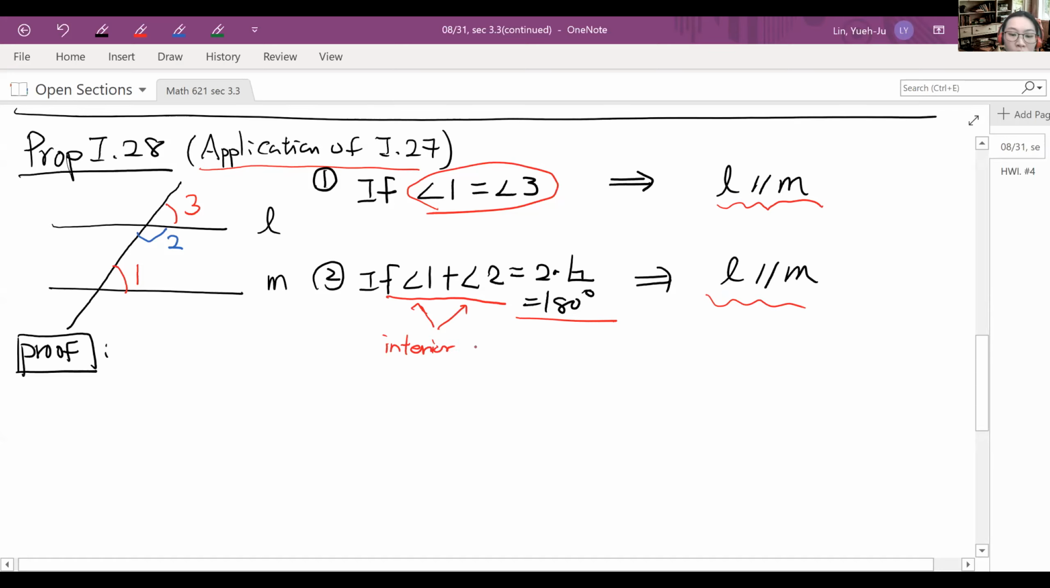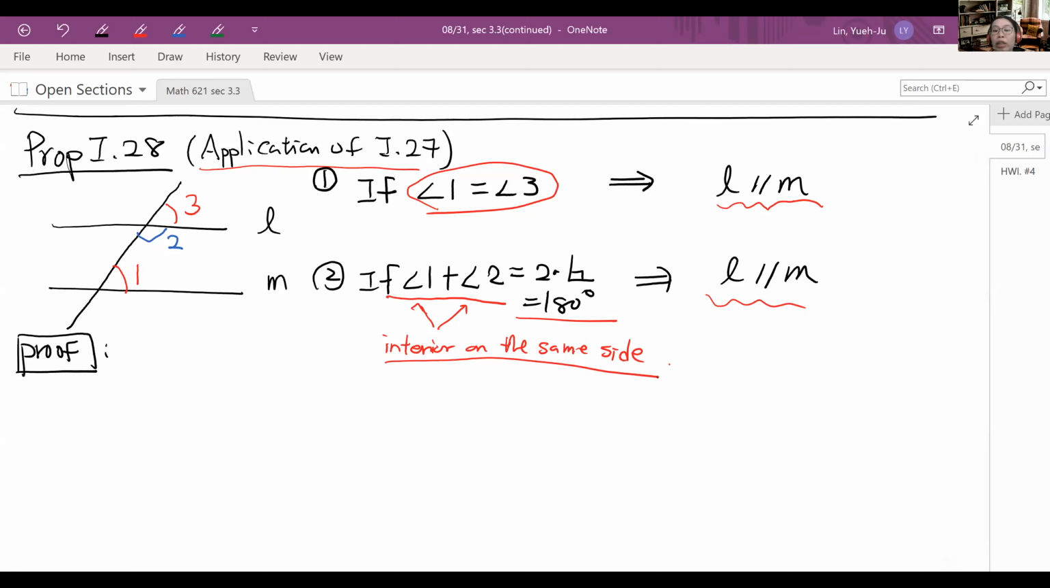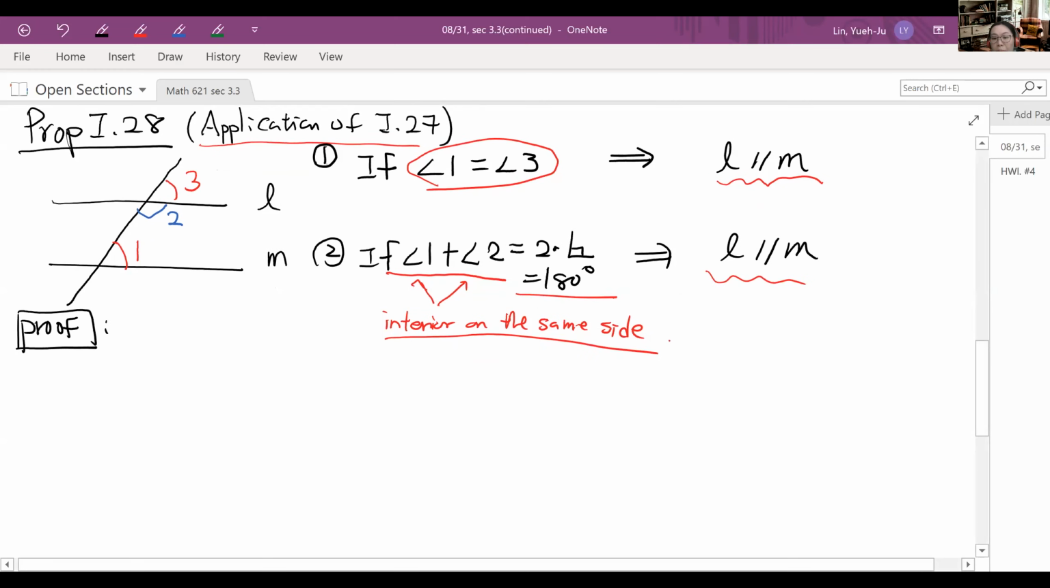Interior on the same side. So they're interior angles on the same side. Sometimes you will see that in the textbook or later on in other literature, they might call angle 1 and angle 2 interior angles on the same side. So if the sum of 1 and 2 is 180 degrees, or double of the right angle, then we know that this is going to be parallel lines.